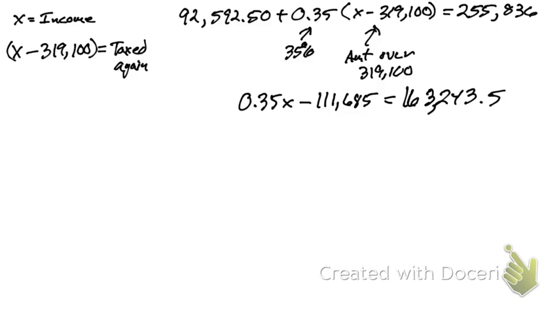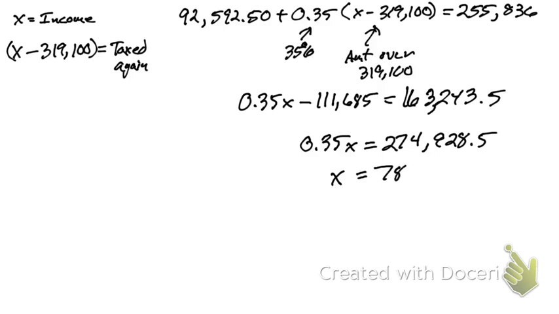Then I would add that 111,685 to it. So it'd be plus 111,685. We'd have 0.35x equals 274,928.5. Then we divide both sides by 0.35, and we should come up with x equals 785,510. I guess they must have just had a transposition. Yep. As long as you have the setup, that's what's important. All right. Other questions? Brody.